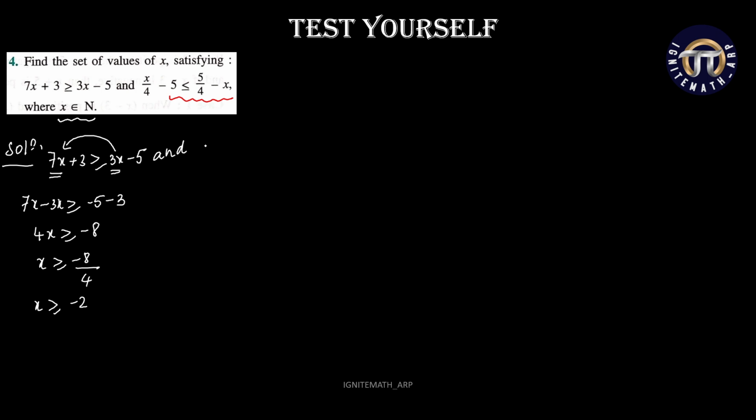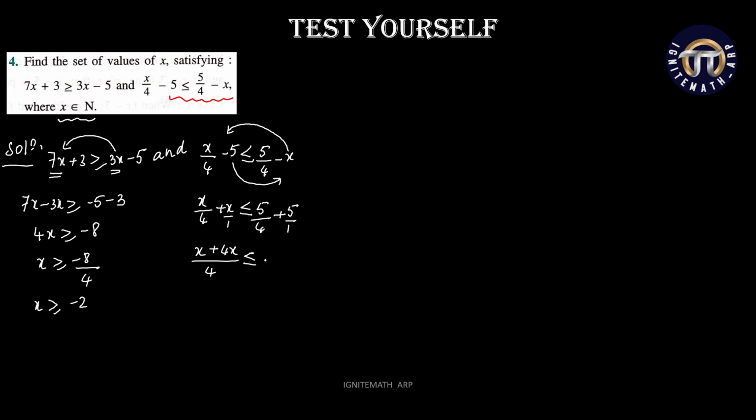And okay, look at the other part of the inequation, whatever is being given over here. Okay, so it says that x by 4 minus 5 smaller than or equal to 5 by 4 minus x. So minus x is smaller than x by 4 because it is negative. I will take this one to the other side and take this number to the other side. Okay, x by 4 plus x smaller than or equal to 5 by 4 plus 5. I can just write it as 5 by 1. So here the LCM is going to be 4. So x plus 4x smaller than or equal to, here again 4 is going to be the LCM, so 5 plus 20 it is going to be.